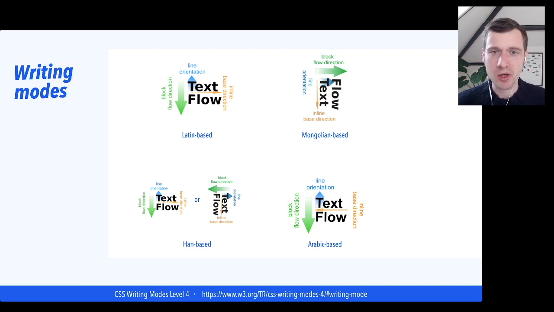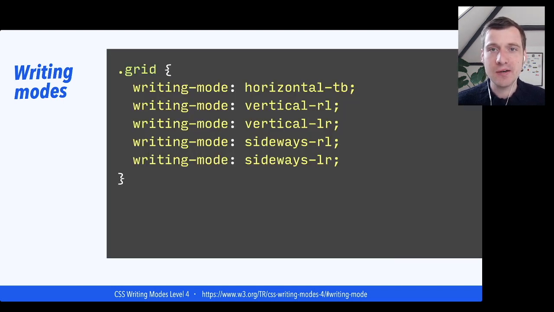Now writing modes can be set in CSS as a property, so there's the writing-mode property, and then you can use the values horizontal-tb, which is top to bottom, vertical-rl, vertical right to left, vertical-lr, vertical left to right, and then there's 2 properties for sideways that are meant for interesting, creative typographic effects, not so much for specific languages.